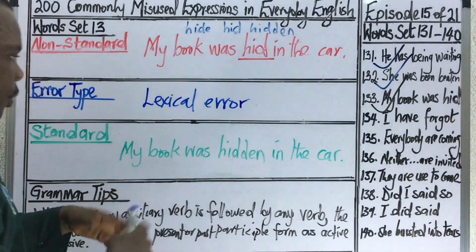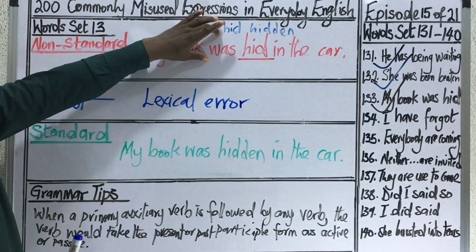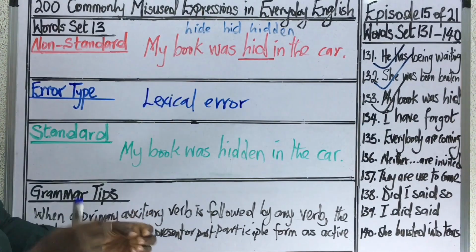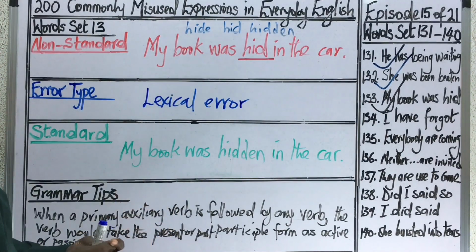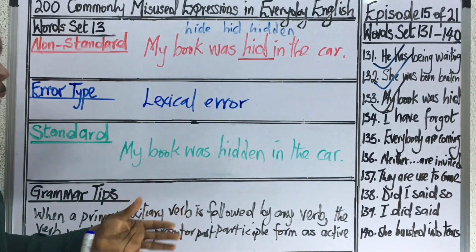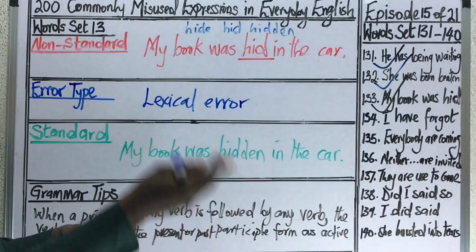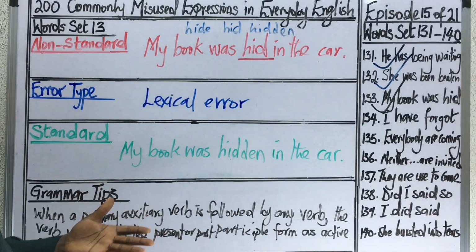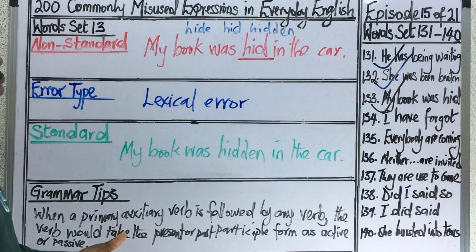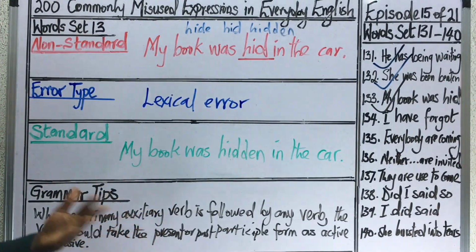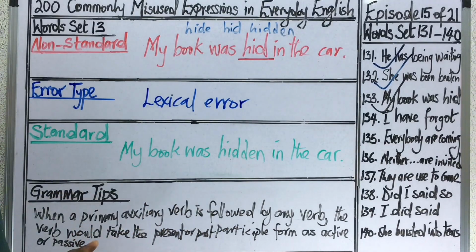So take note, in summary, that a primary auxiliary verb can be followed by any verb. I think we explained that, among other things, at 132. It can be followed by another primary auxiliary verb or by a lexical verb. And when that happens, the verb that is following it would take the form of present participle, or it takes the form of past participle. And when it takes the form of present participle, it is active. And when it takes the form of past participle, it is passive.